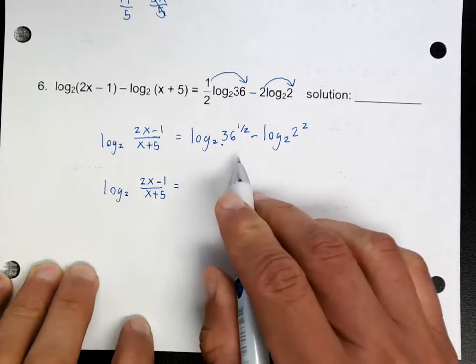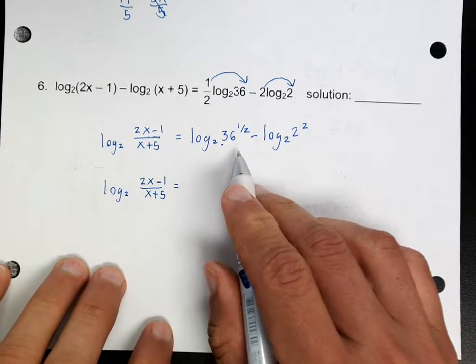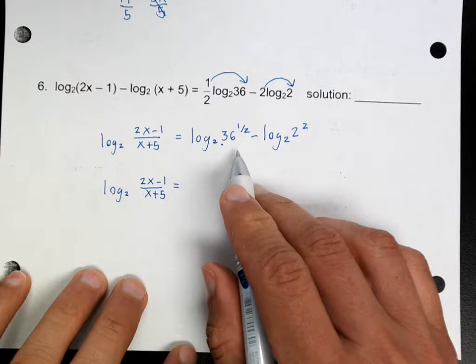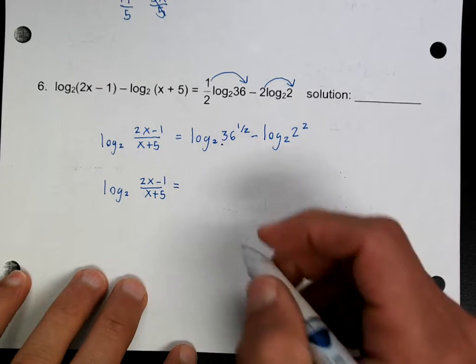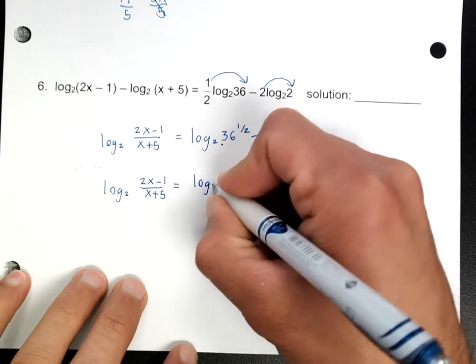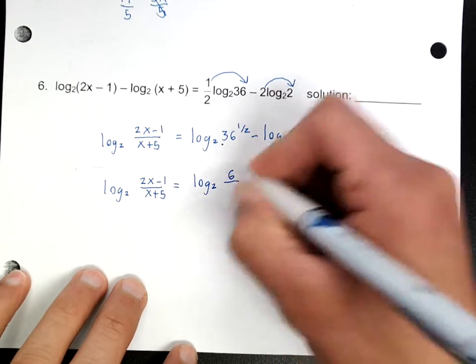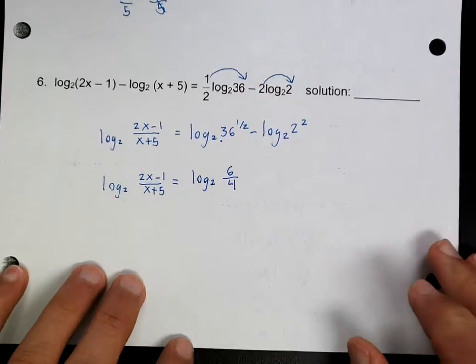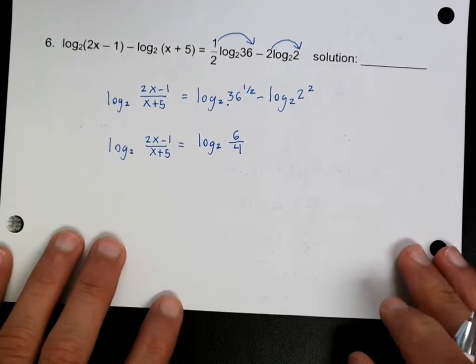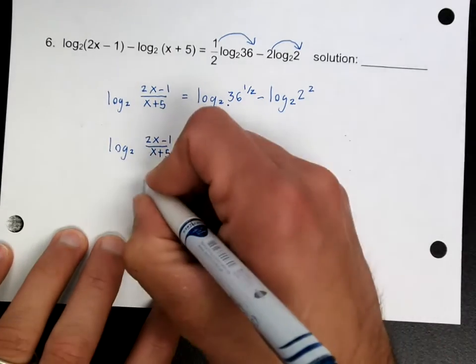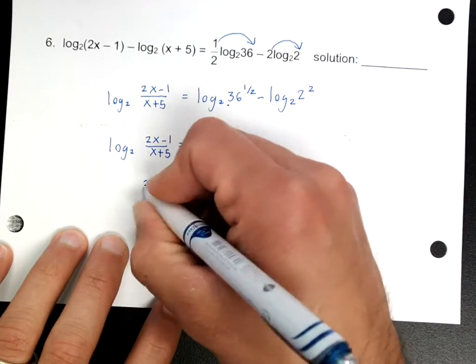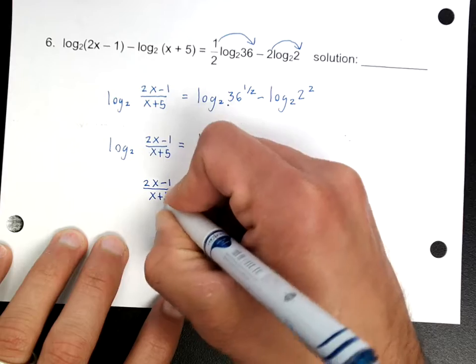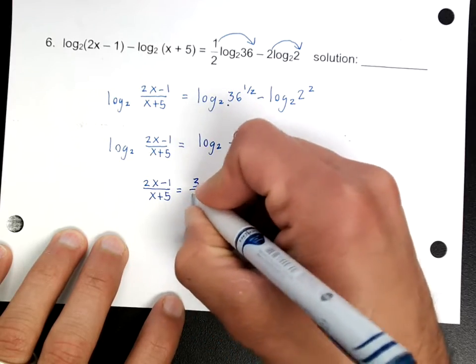Although, you know what 36 to the 1/2 power is? What's the square root of 36? That's the same thing. Okay, so this is going to be log base 2 of 6 over 2 squared, which is 4. So I have that. Now I have one logarithm on each side. I'm going to set the insides equal to one another. 6 over 4 is 3 over 2.